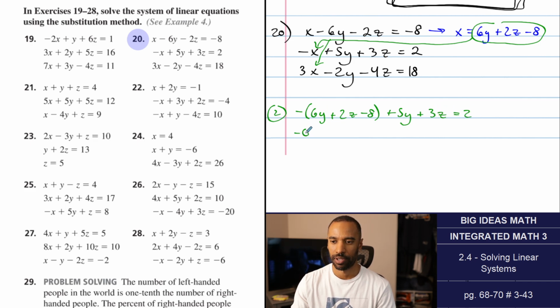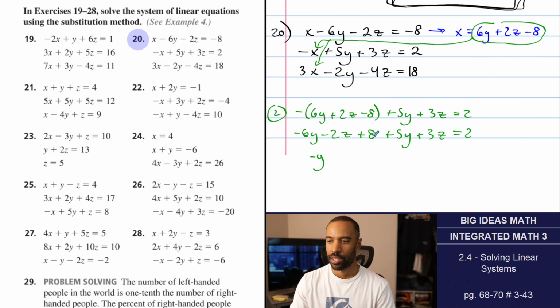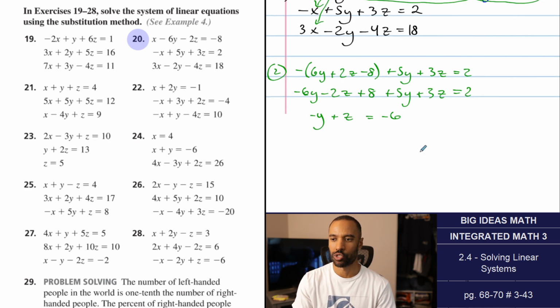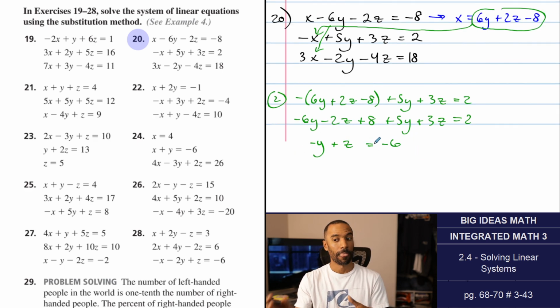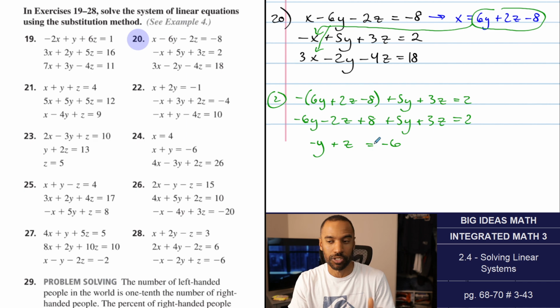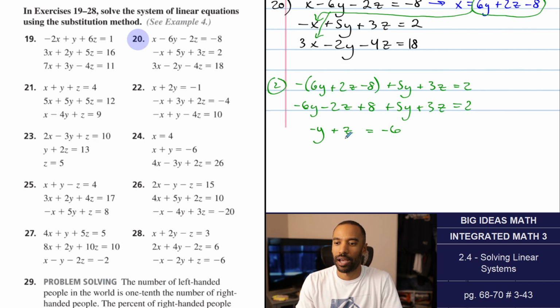Let's see how this pans out. Negative 6y minus 2z plus 8, distribute the negative. All right, let's combine. Negative 6y plus 5y is negative 1y. Negative 2z plus 3z is positive 1z. And subtract 8 over and you get negative 6. So there's one of our equations where, oh, I can very easily get z by itself. Now, unless something lines up itself very easily to solve using elimination, I'll probably try substitution again.